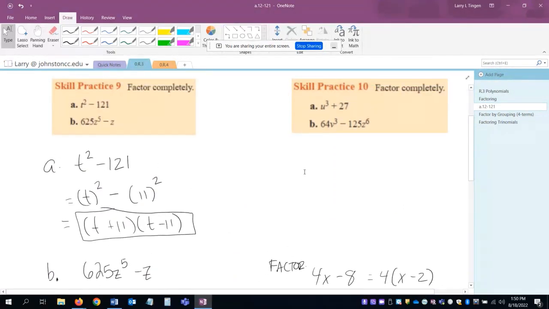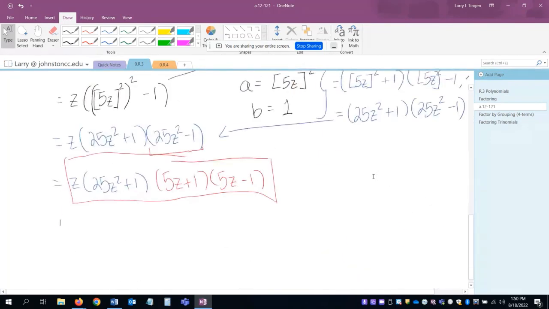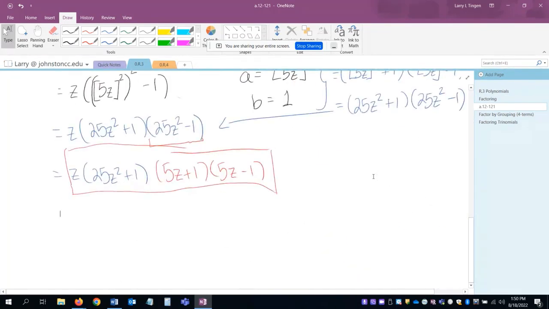Now, I'm going to do the top one over here on 10, and then I'm going to move on. u cubed plus 27, and then we'll post those notes so everybody can see them. u cubed plus 27. Now, this one I did not know right off the top of my head, again, because I have never dealt with the sums and differences of perfect cubes.